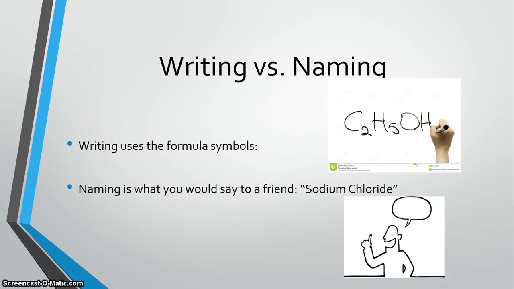Okay, so once again, the chemical formula, writing that formula, is when we use those symbols. Naming are the actual words. It's when I use those words to describe a chemical formula. Okay, so for example, potassium sulfide is a name. K2S is the written form. That's using the atomic symbols. That's what I would write down on a piece of paper.